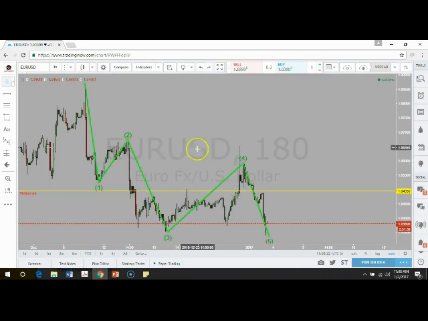I'm expecting the euro to pop up a little bit, which goes in line with the 5 wave right here. So the 5 wave isn't complete just yet, right? I can't put this 5 wave down here just yet, but this is a projection as far as what I'm expecting to happen in the market, okay?